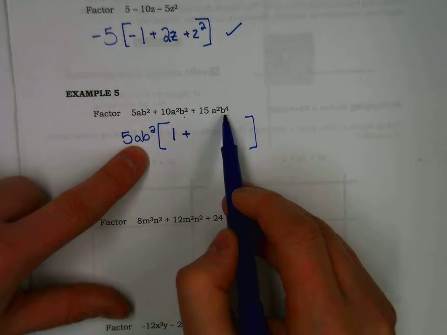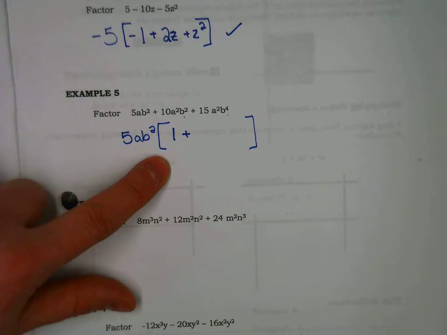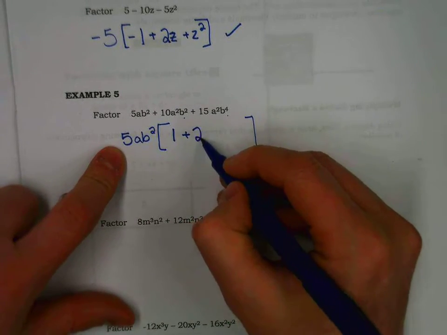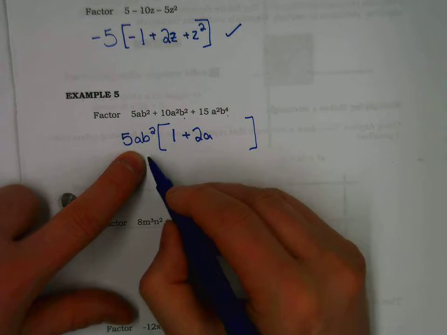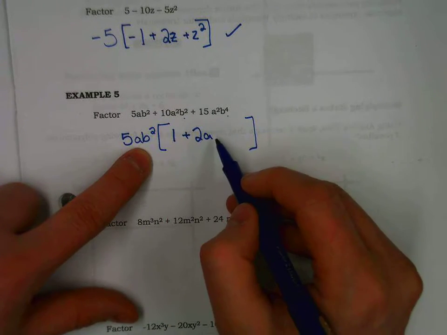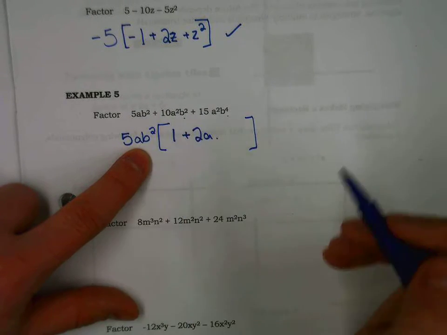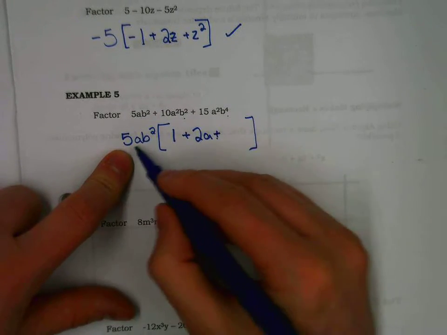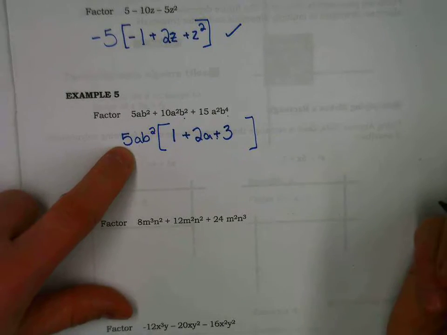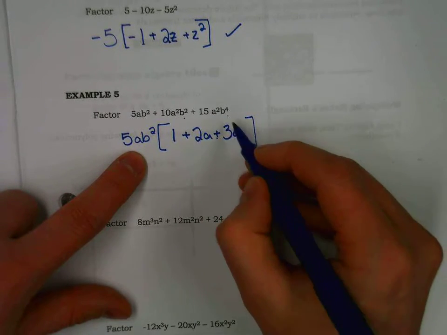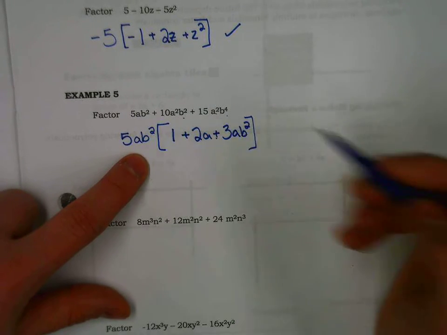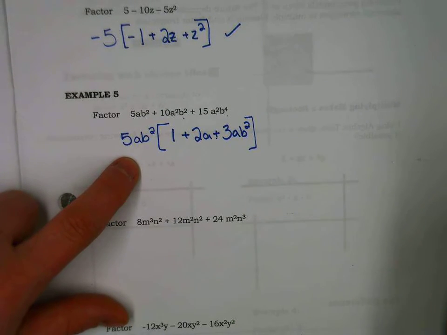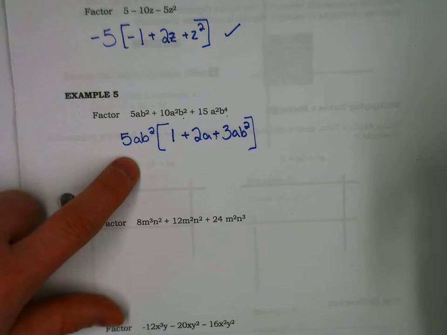If we had 3 terms, we should still have 3 terms in the end. 5 times 2 makes 10, a times a makes our a squared, and our b squared times no b's makes b squared. In our last term, 5 times 3 makes 15, a times a makes a squared, b squared times b squared makes b to the 4.